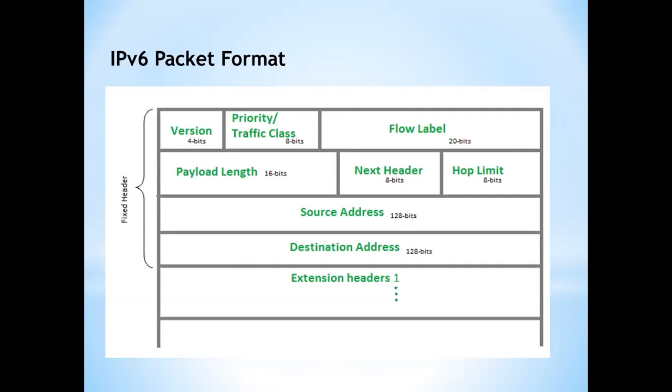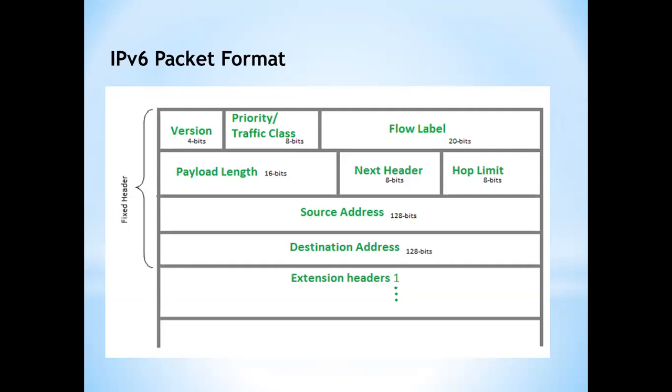Next is next header. It is an 8-bit field which defines the header that follows the base header in the datagram. Next is hop limit. This 8-bit, or 1-byte, field has the same function as the TTL, that is time to live, in IPv4. Next is source address. This is a 16-byte, or 128-bit, internet address which corresponds to the originator, the source which has produced the datagram.